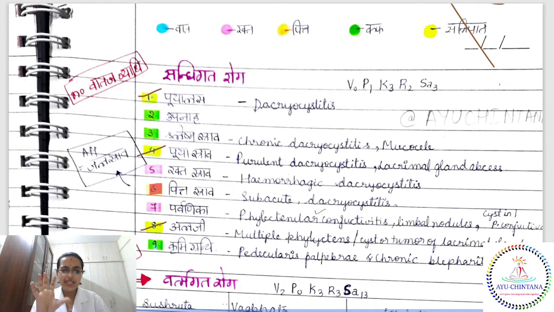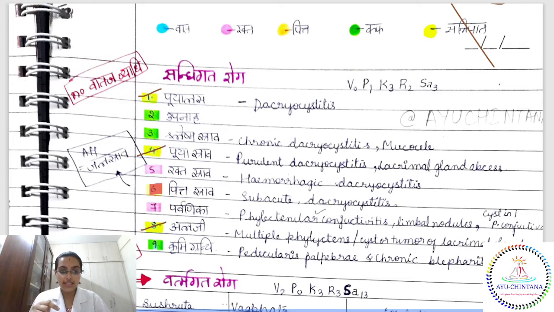Okay, why dacryocystitis? You can get a clue. All are in Kaninika Sandhi. What happens in Kaninika Sandhi? There is a tear flow area from where the tears come out. There is a channel, the nasolacrimal duct.